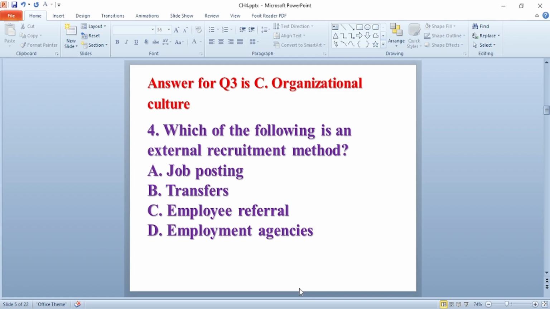Question number 4. Which of the following is an external recruitment method? A. Job posting. B. Transfers. C. Employee referral. D. Employment agencies. The answer for this question is D. Employment agencies.